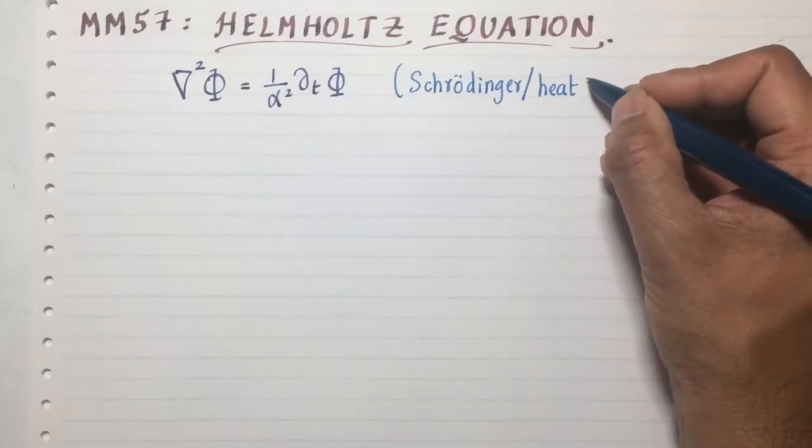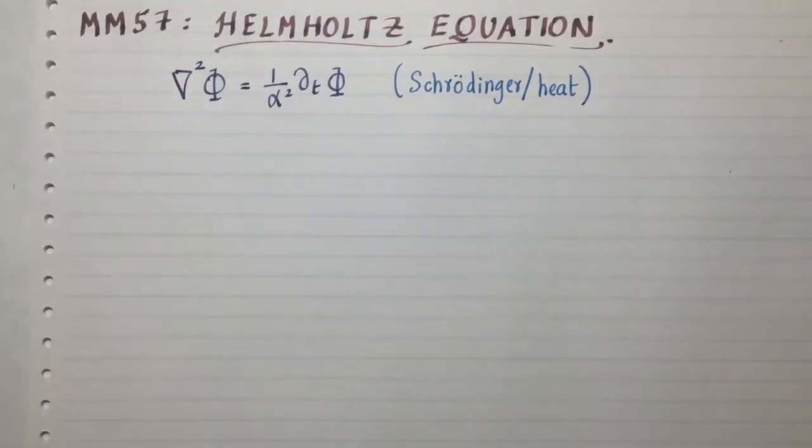It's also used in statistical mechanics and condensed matter physics as the Fokker-Planck equation, and in economics, the Black-Scholes equation. So it's very universal, it appears everywhere. It's universally present in many fields.